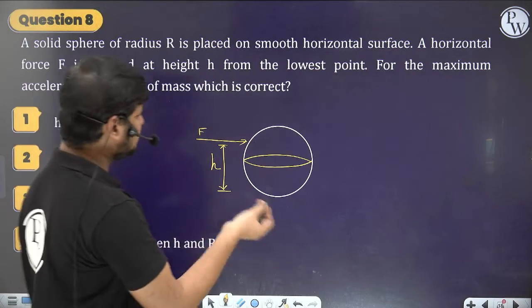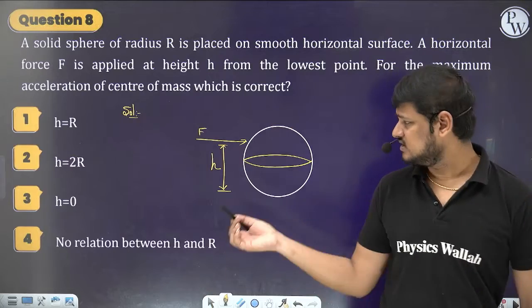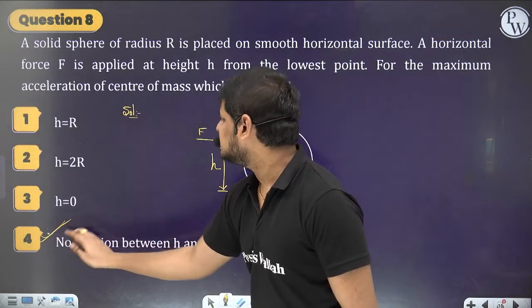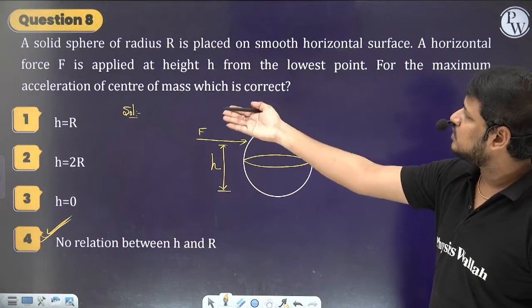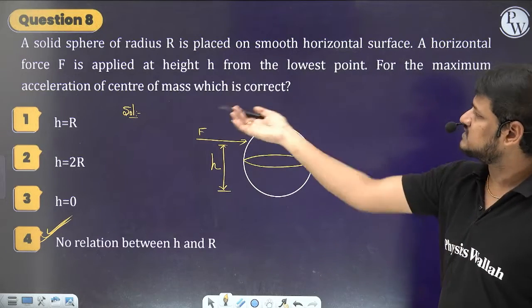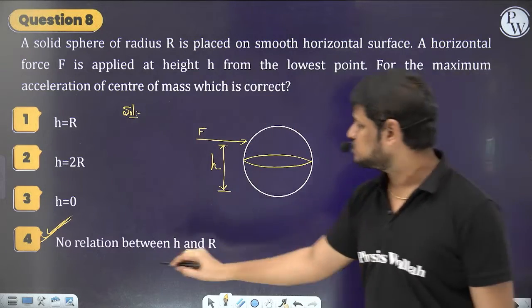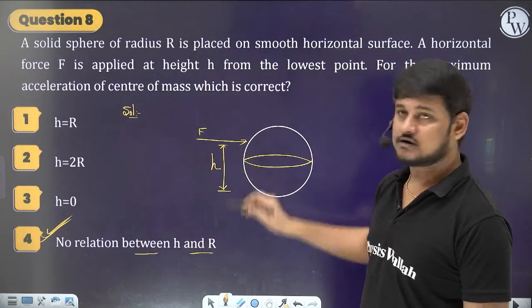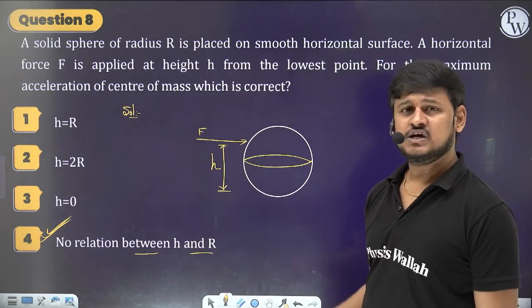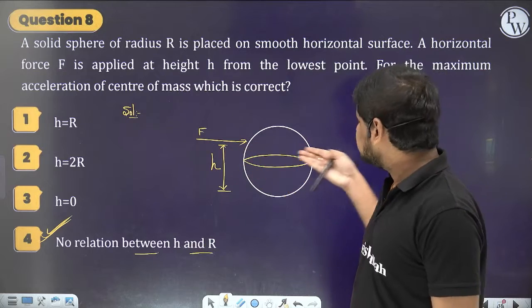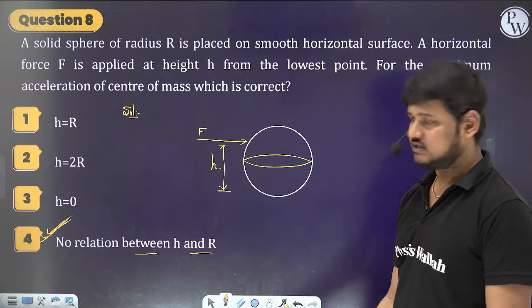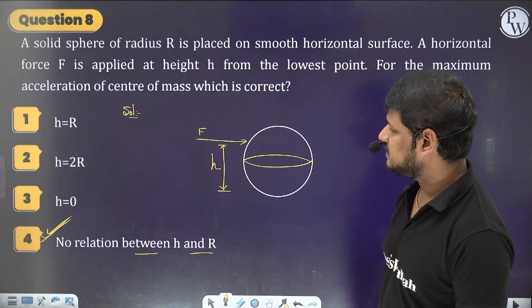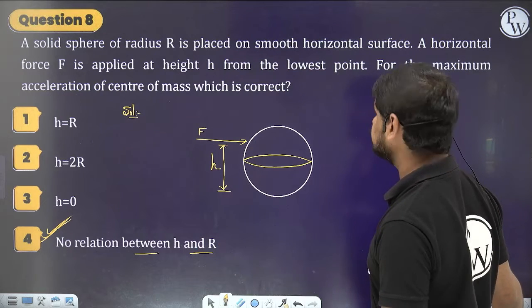I did not explain any relation between H and R, right? So there is no relation between H and R. Depending on the force application, you can't decide what its acceleration of center of mass, or maximum acceleration of center of mass, is. At what height you apply the force so that its center of mass acceleration will be maximum, we can't say. There is no relation between H and R. Okay, so remember this statement. Done.